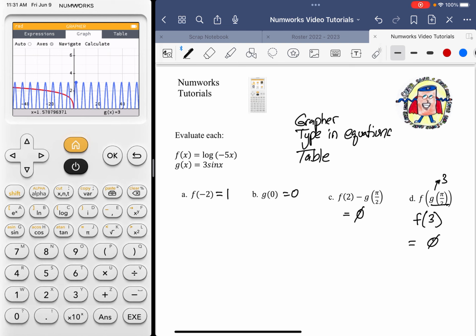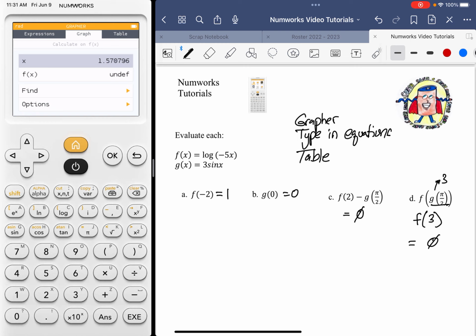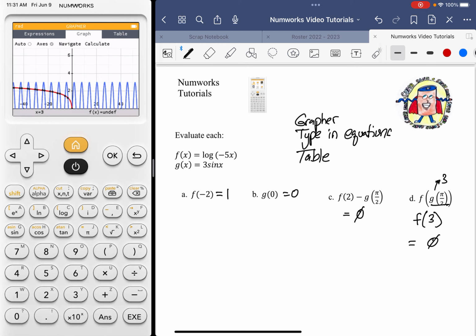OK. I'm used to the TI language. So if you hit OK, you see at the bottom of the screen there in gray, it says x equals the decimal approximation of pi over 2, and g of x, which is the y value given that x value, is equal to 3. So you get it that way. And then if you want, you can go back in to calculate, go to the f function, and now type in the 3, and it says undefined, all right? So once you type in the number, you can hit down or OK. I'm just in the habit of doing OK.